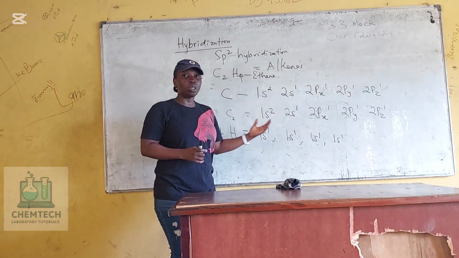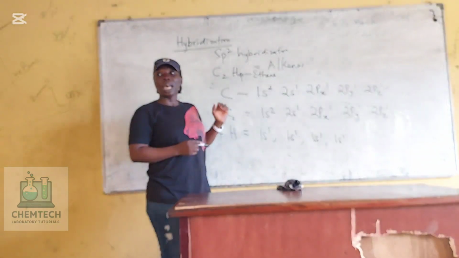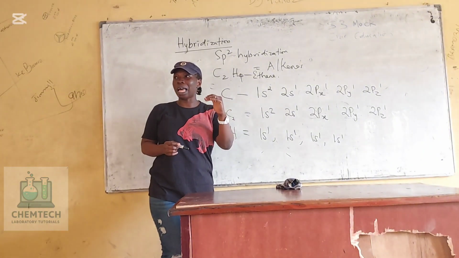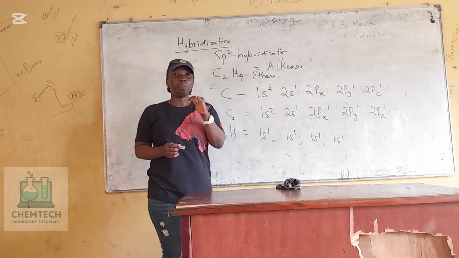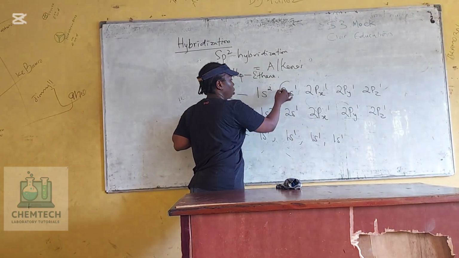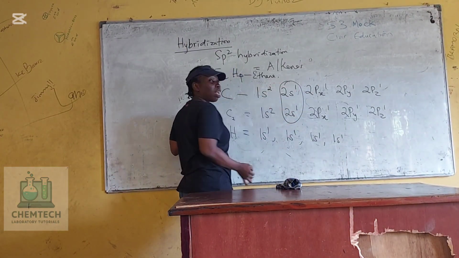And what do they use in overlapping? Like I told you, end-to-end overlap of s orbitals is a sigma bond. Then these two will first overlap.